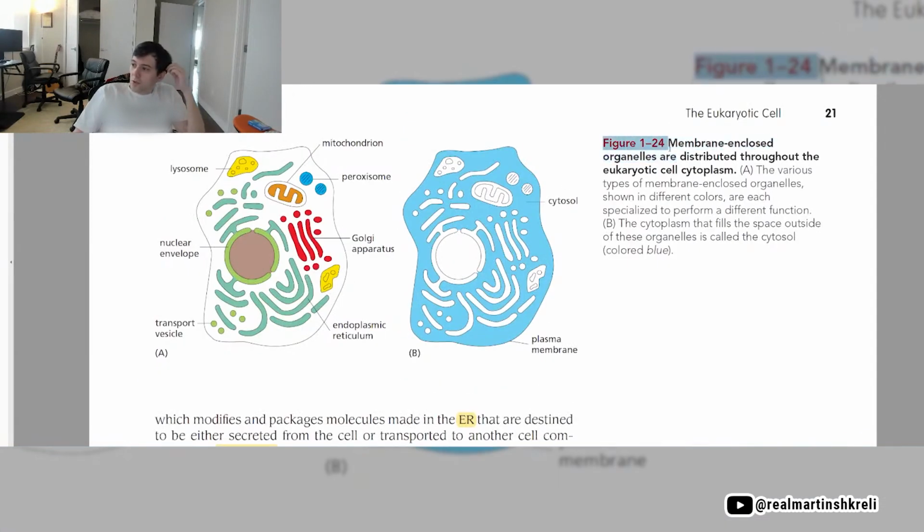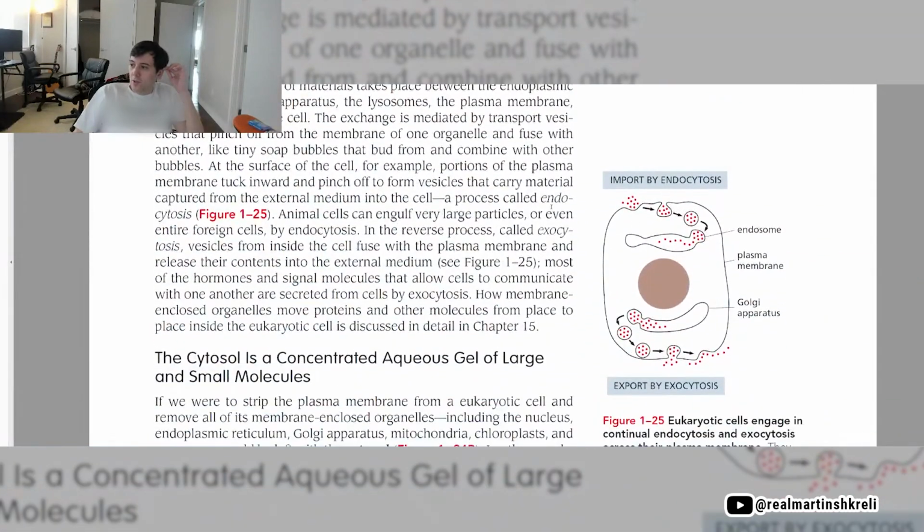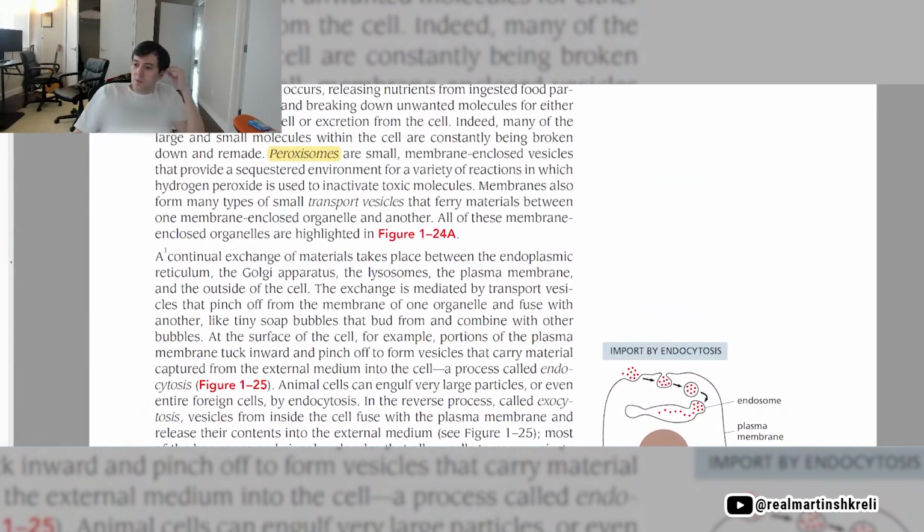All right, membrane-enclosed organelles are distributed throughout the eukaryotic cell cytoplasm. The various types of membrane-enclosed organelles shown in different colors are each specialized to perform a different function. The cytoplasm that fills the space outside of these organelles is called the cytosol. This is the cytosol, which contains the cytoplasm. Nuclear envelope, nucleus, transport vesicles, ER, Golgi, peroxisomes, mitochondria, and lysosome. So now you can kind of point to a cell and see what everything does. Pretty great. All right, let's get to something really important.